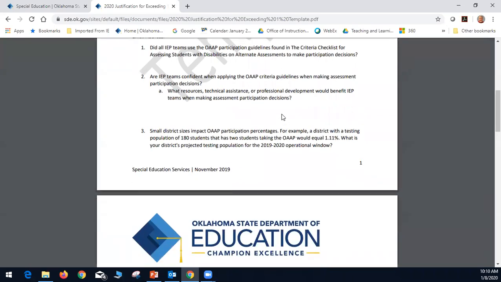Second question: are our IEP teams confident when applying OAP criteria guidelines when making assessment participation decisions? And that's just something that you're going to answer based off kind of how you feel. And then the follow-up question is just for us to know what type of resources we can provide to help IEP teams better make these decisions.